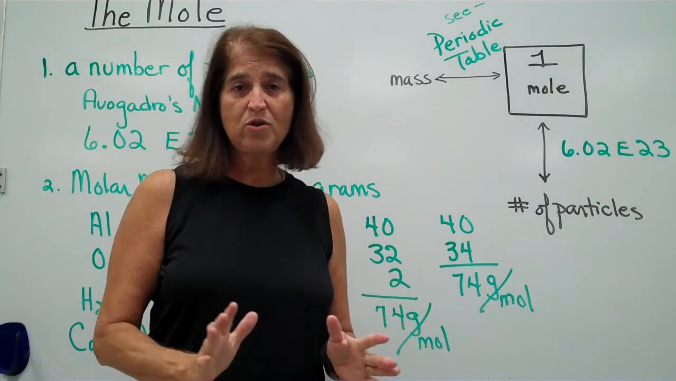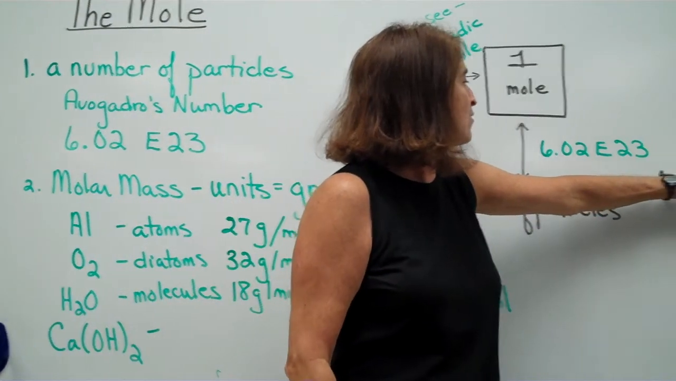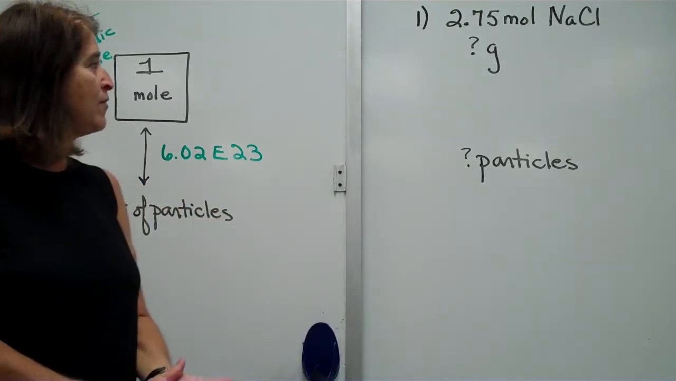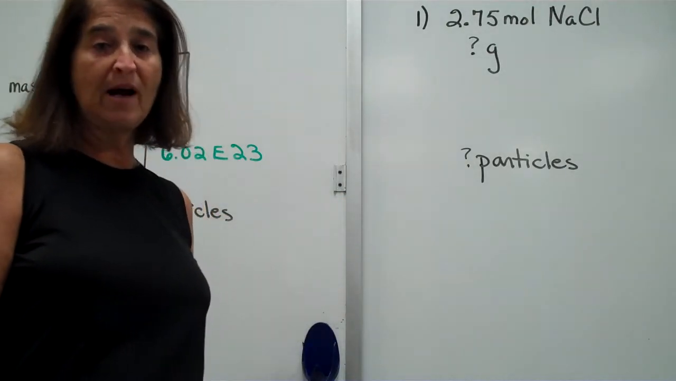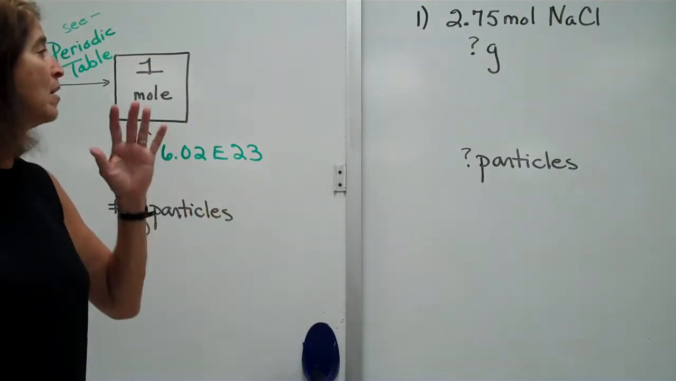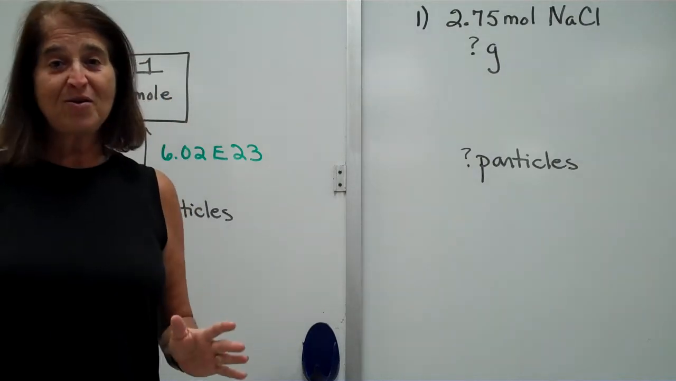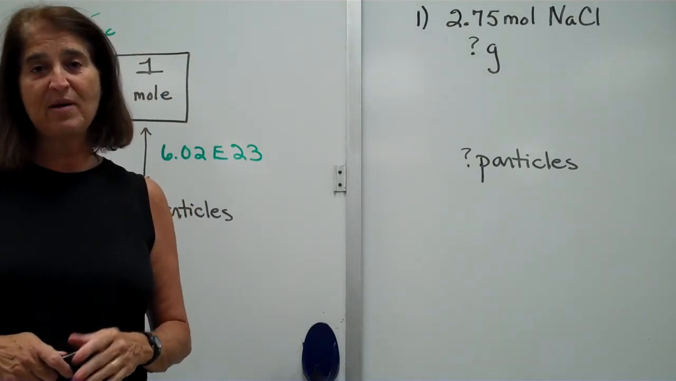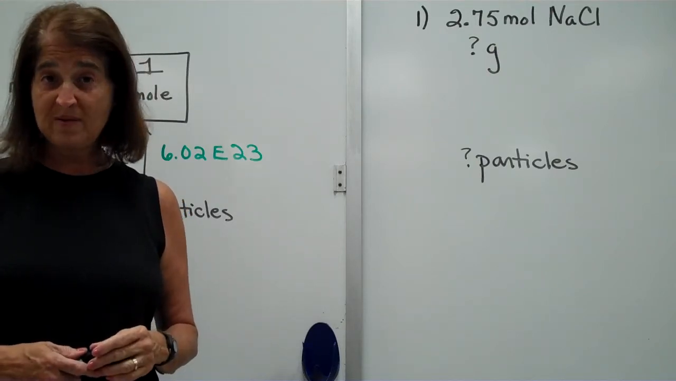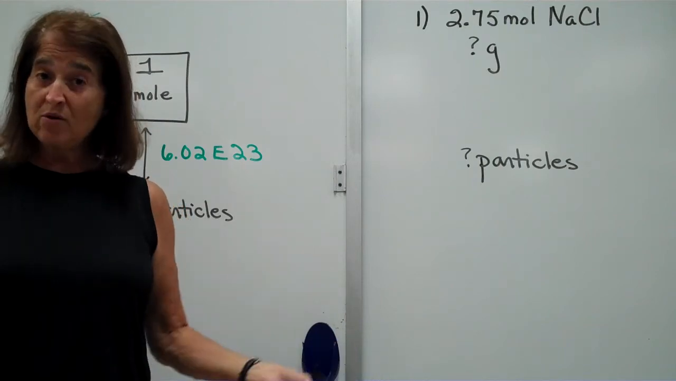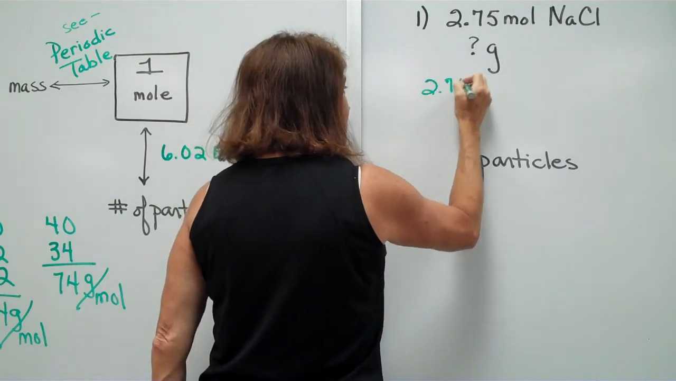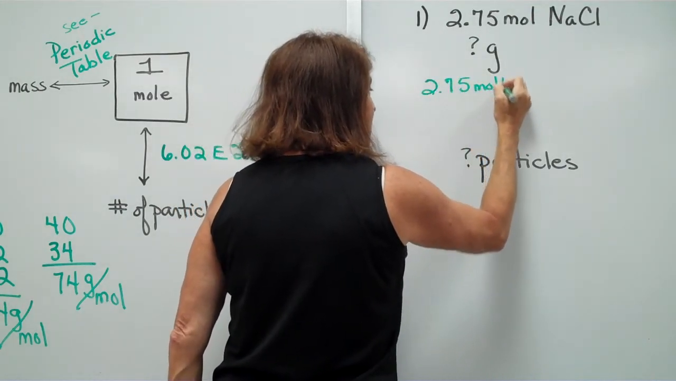Okay, let's work just 1 or 2 quick problems. I'm going to pull this over to the side, and let's look at our first problem. If I have 2.75 moles of sodium chloride, how many grams of sodium chloride do I have? My students are going to be doing this a very exact way because I want them to use dimensional analysis or to factor label as they work problems. So we would start with the number that we are given. That would be 2.75 moles of NaCl.